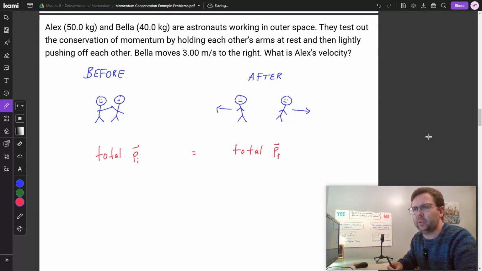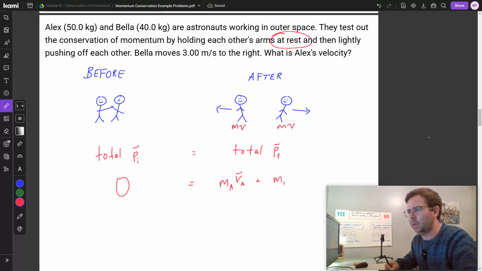Now, in this case, the total initial momentum, if you added up the momentum of both Alex and Bella, they're kind of together, so they have the same momentum, and it says that they're at rest at the beginning. And so the total initial momentum is simply just zero. Their total final momentum is just going to be the mass times velocity of each person. And so we have Alex and Bella, so I'm going to use A and B. So the mass of Alex times the velocity of Alex plus the mass of Bella times the velocity of Bella.